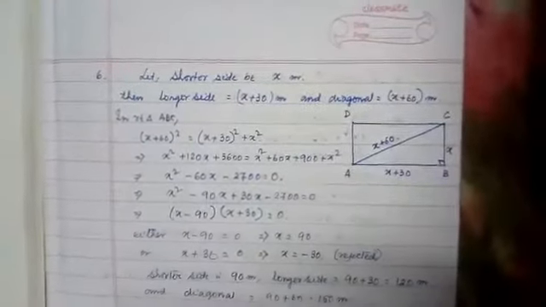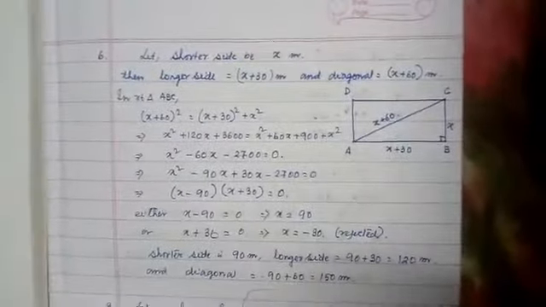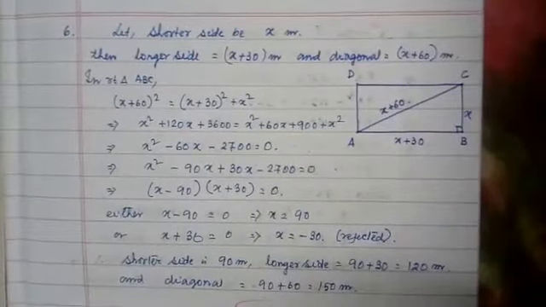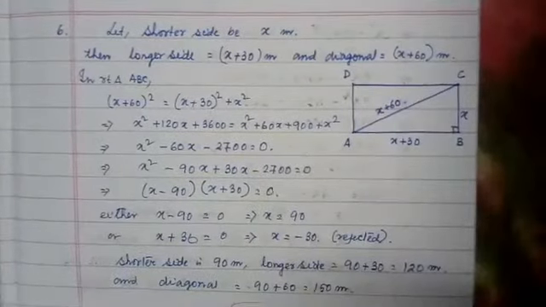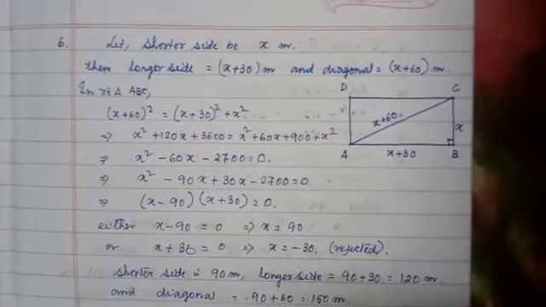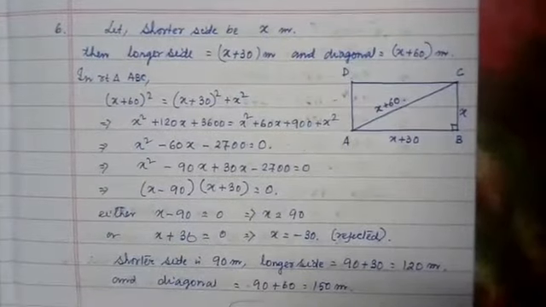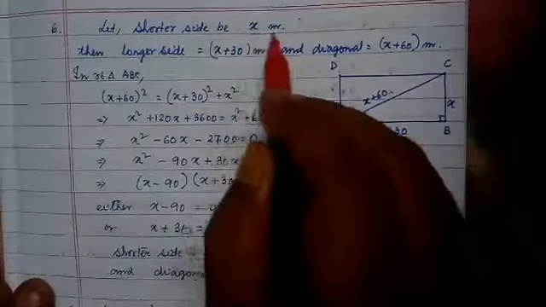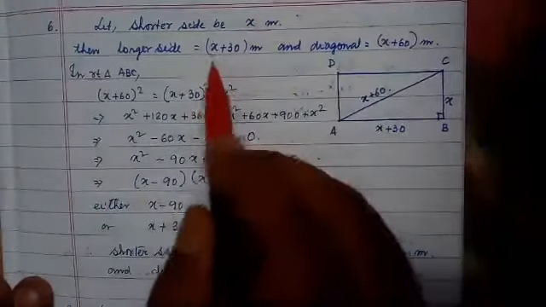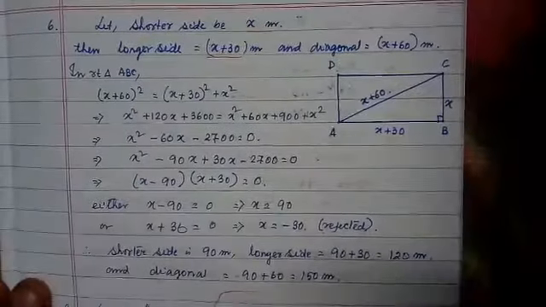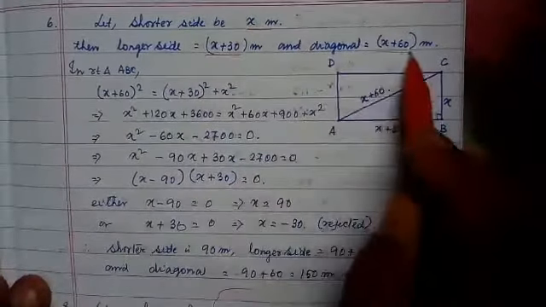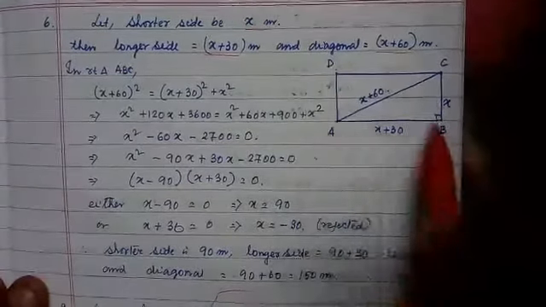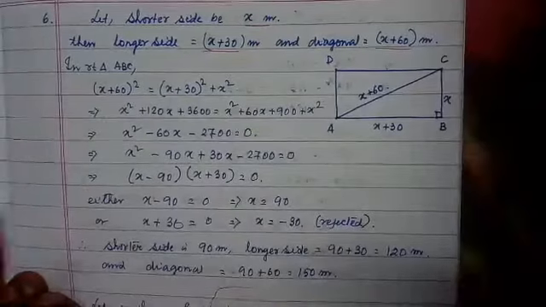Now sum number 6. The diagonal of a rectangular field is 60 meters more than the shorter side. If the longer side is 30 meters more than the shorter side, find the sides of the field. Let the shorter side be x meter. Then the longer side is x plus 30 meter and the diagonal is x plus 60 meter, which is shown in the figure alongside.